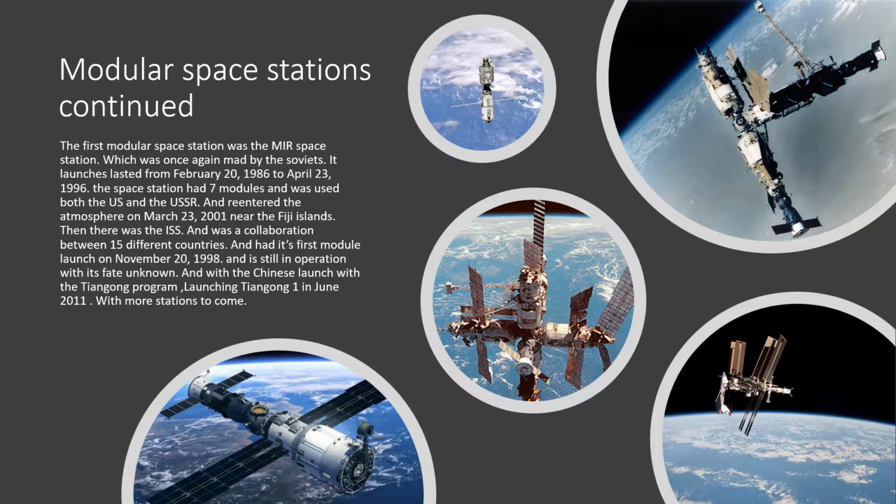Then there was the ISS, which was a collaboration between 15 different countries, and had its first module launched on November 20th, 1998, and is still having modules launched, but has its fate unknown. And then the Chinese launched their Tiangong program, launching with Tiangong 1 in June 2011, with more stations to come. But last but not least, let's get to the next type of space station.